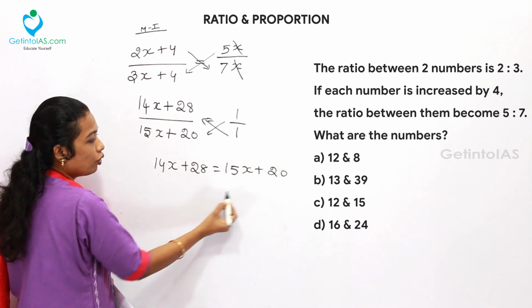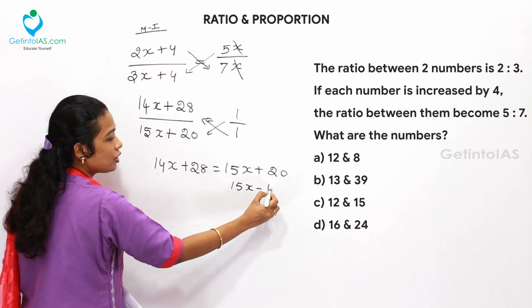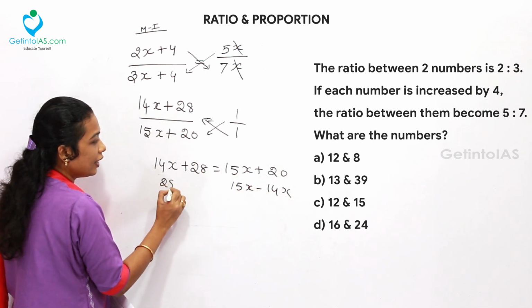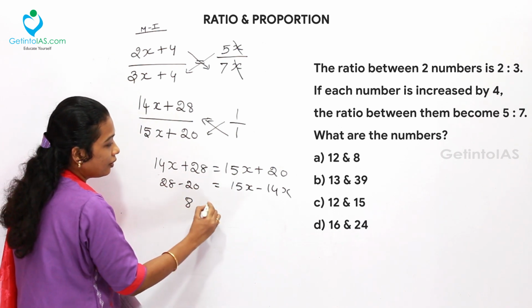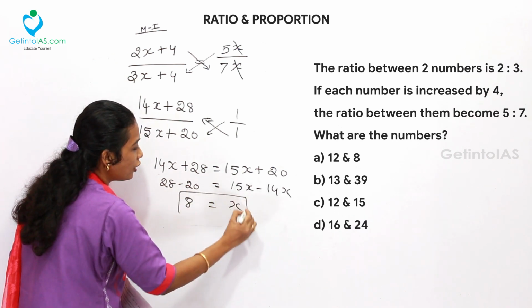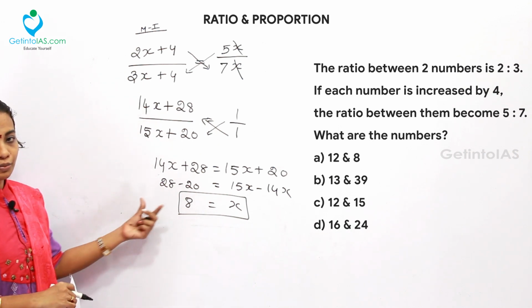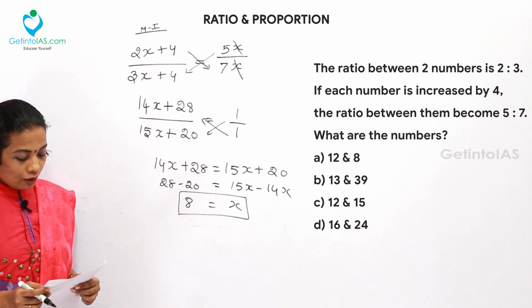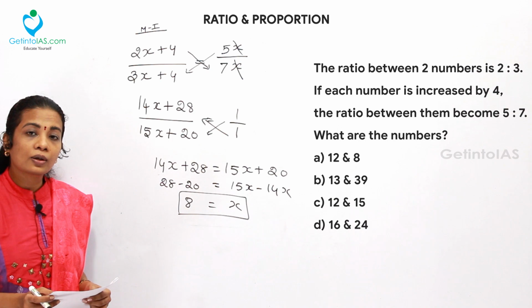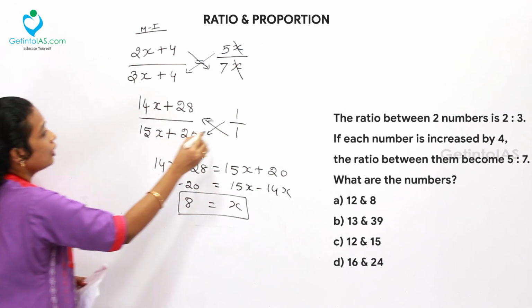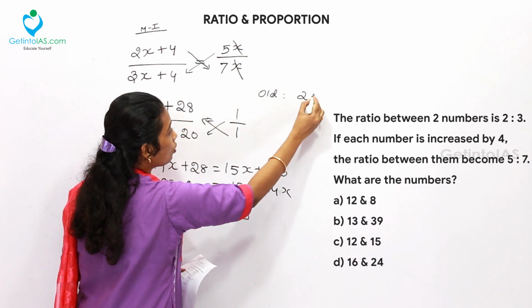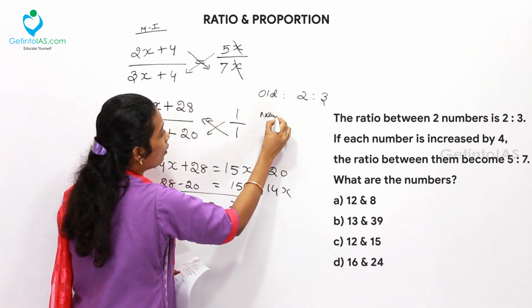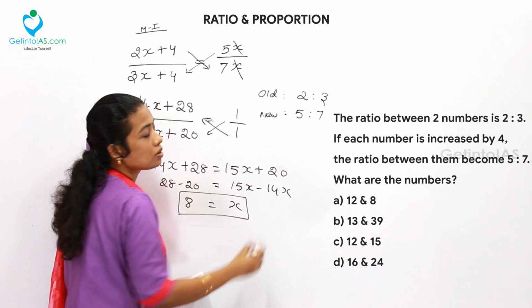Now bringing 14 over here, 15x minus 14x, here 28 minus 20. Finally my answer is 8 here, here x. X is equal to 8. Now you can substitute it over there. And also the question is asking what the numbers are. You know that the old ratio is 2:3, the new ratio is 5:7.